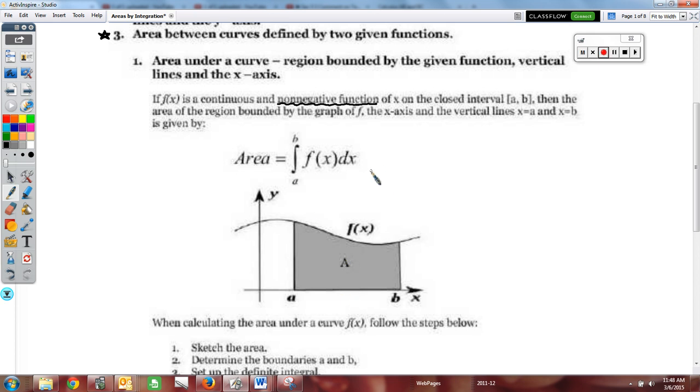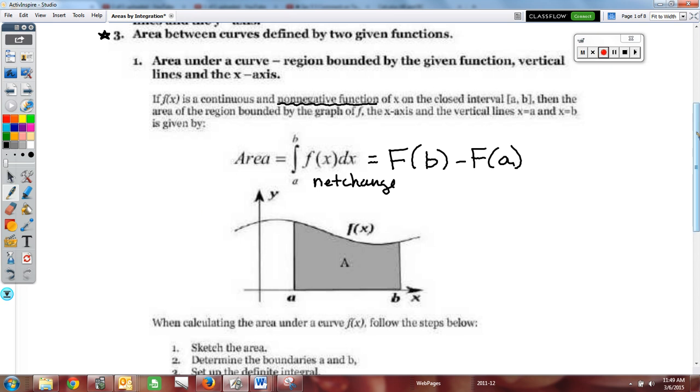Just as a reminder, what we learned in our notes earlier from section 5.4 would be to calculate this using the fundamental theorem of calculus: find the antiderivative of the function you have here in the integrand, and simply calculate the net change, F of b minus F of a. Remember, the definite integral is the net change, and because the function is always positive, it also happens to equal the area in this case.